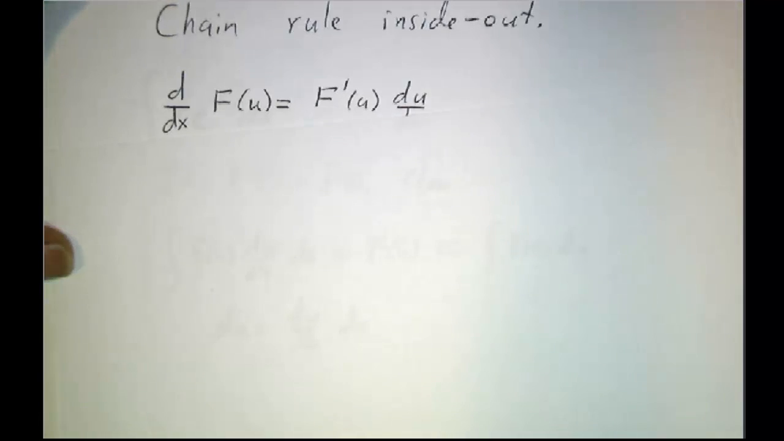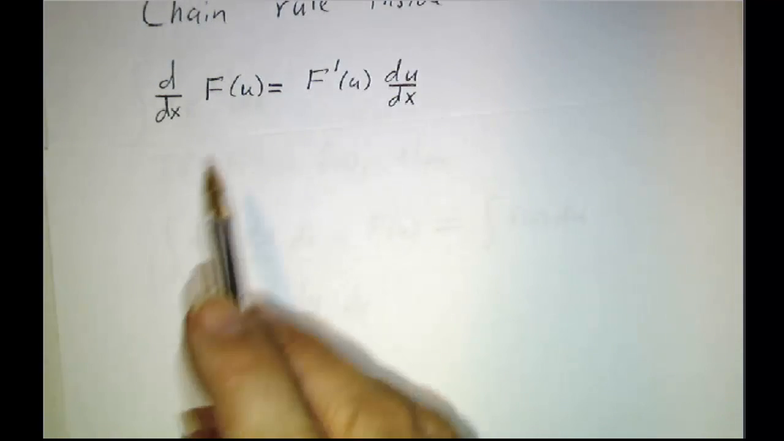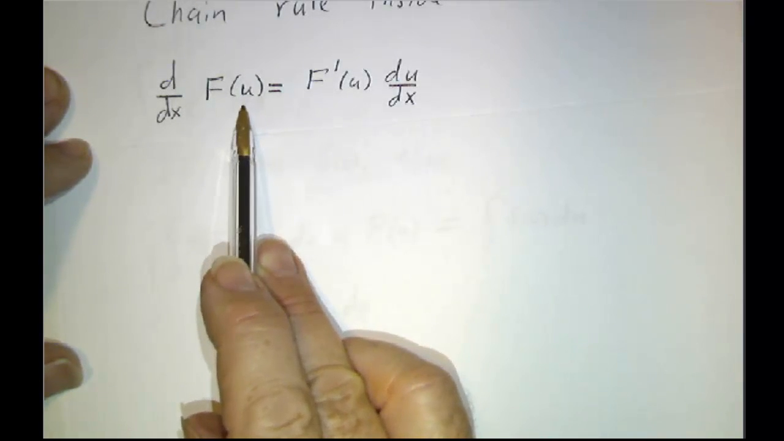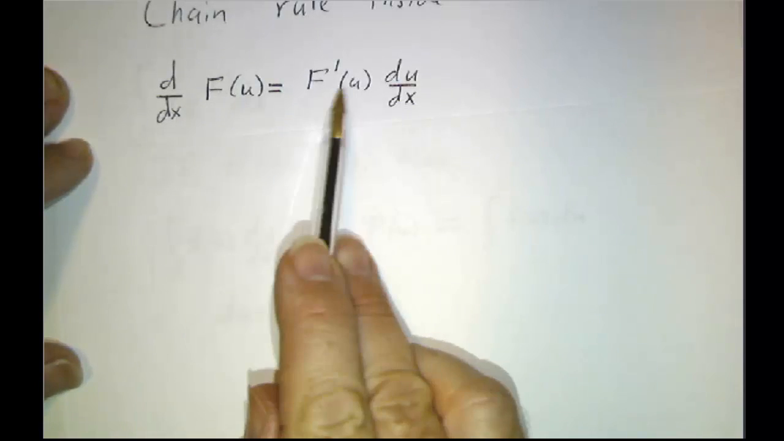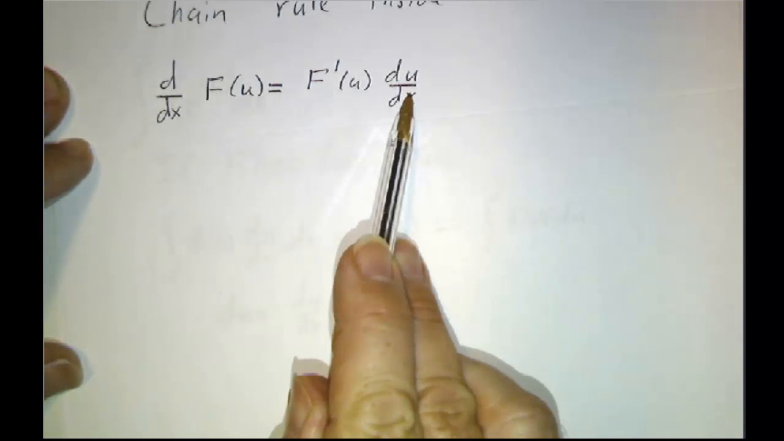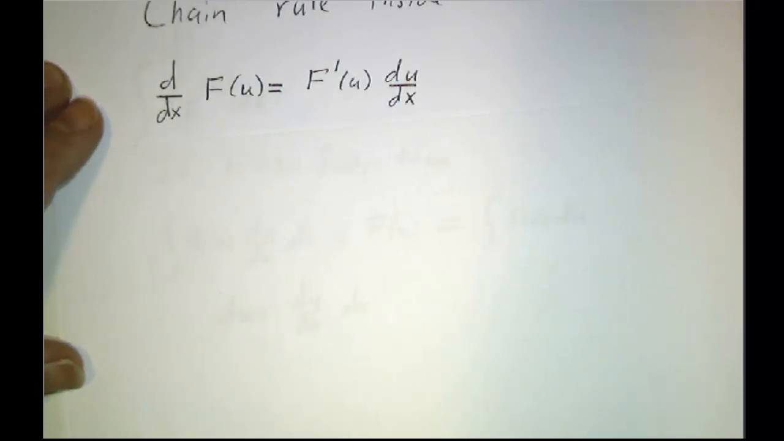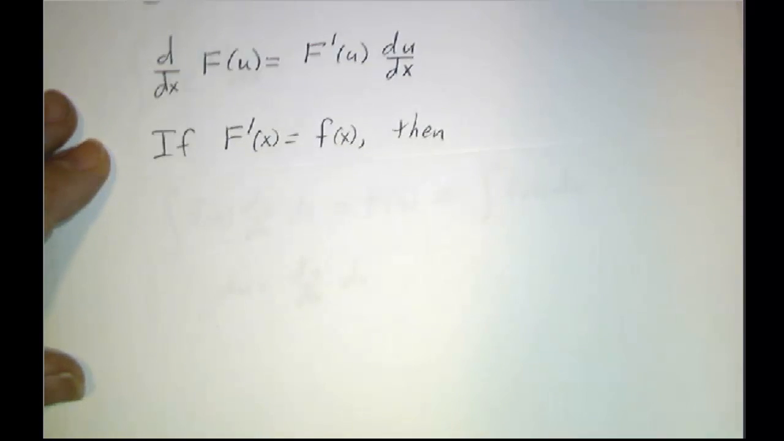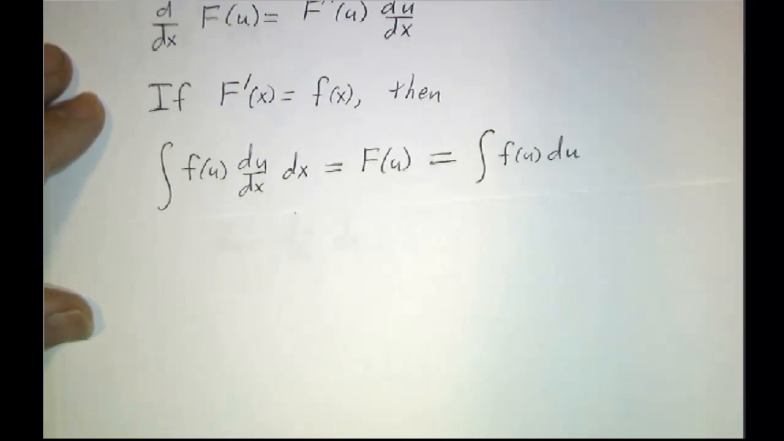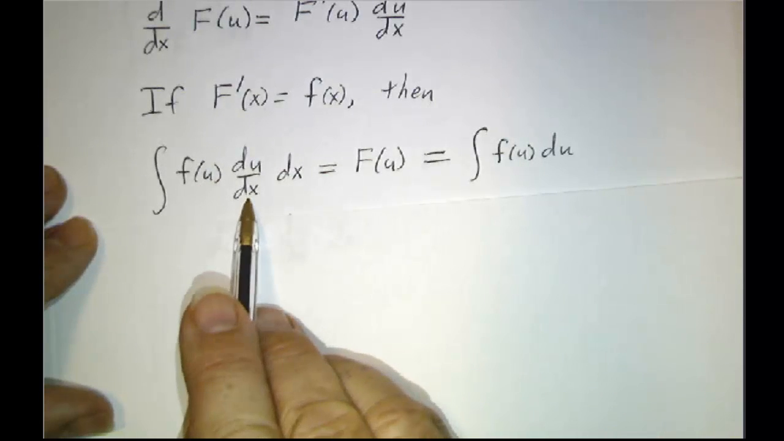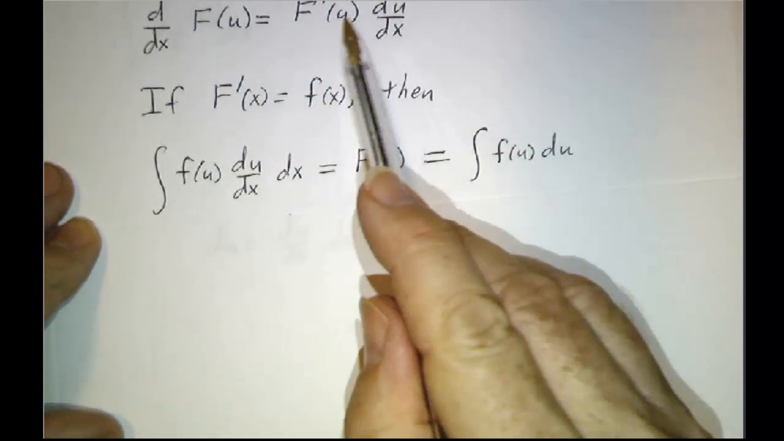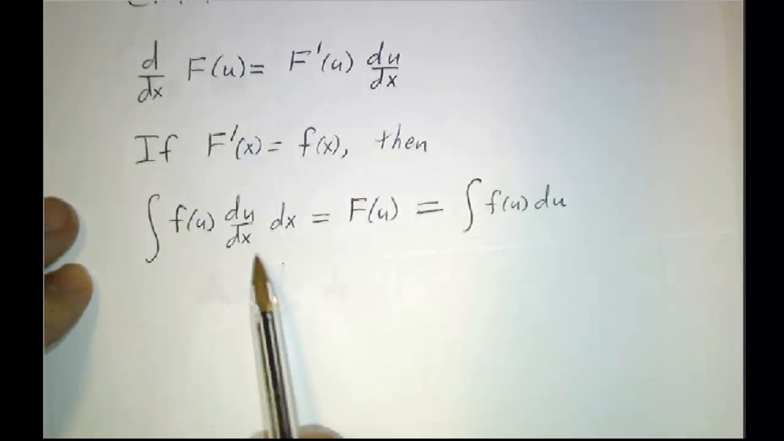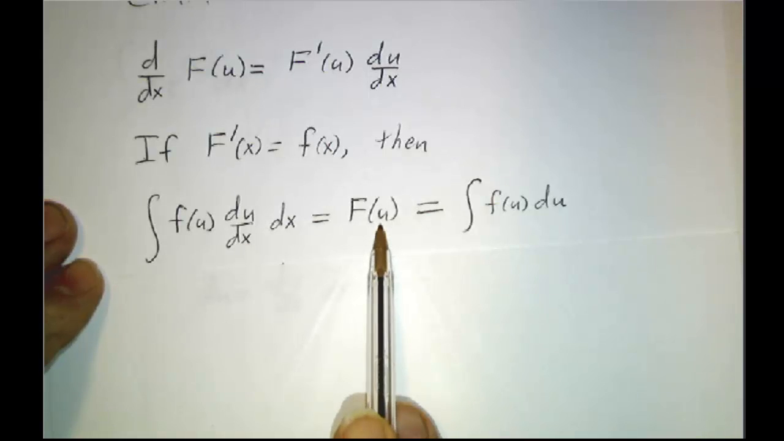So what does the chain rule say? Chain rule says that if you've got a function, let's call it capital F of u, and u is some expression like 3x squared plus 7, then the derivative of that is f prime of u times the derivative of u. So if we let little f be the derivative of big F, then the integral of little f of u times du dx, well, little f of u du dx is the derivative of big F of u, so this integral just gives you big F of u.